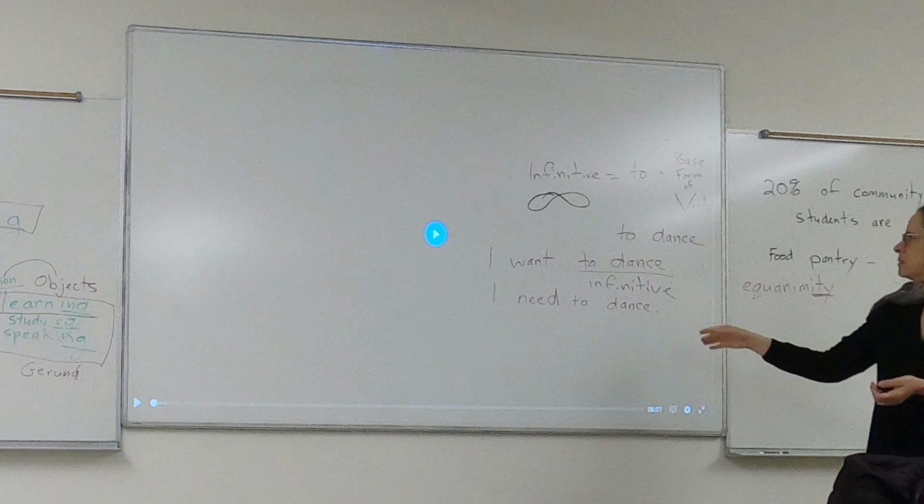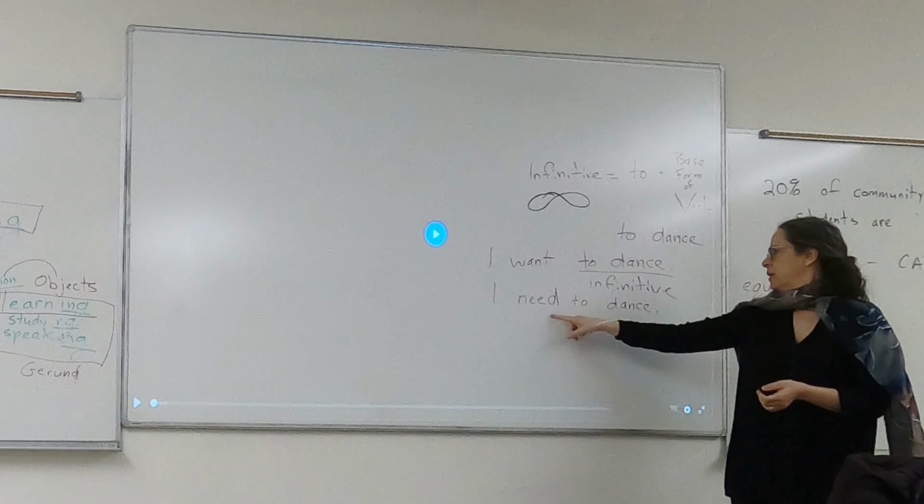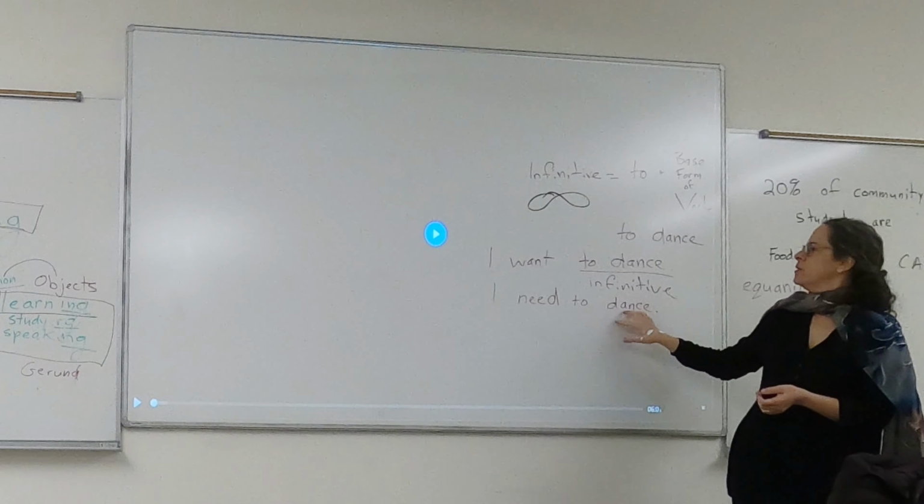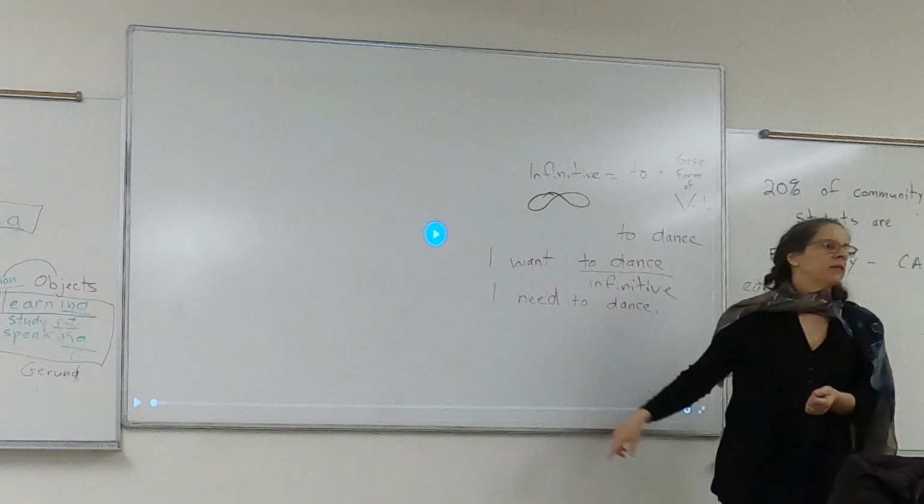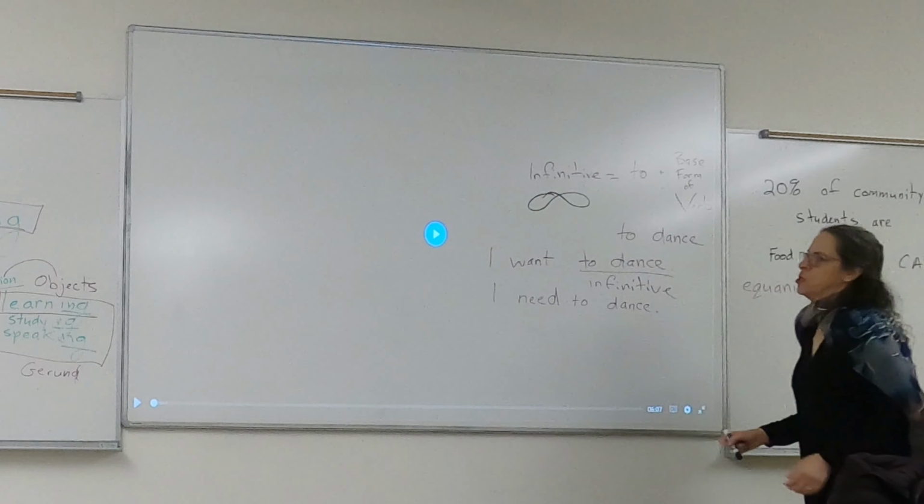I want to dance. The infinitive here is the object of want. I need to dance. The infinitive is the object of need. So infinitives can be objects. And infinitives can sometimes also be a subject, but it's very rare. It's possible. And we have some other ways of using infinitives, sometimes after an adjective.